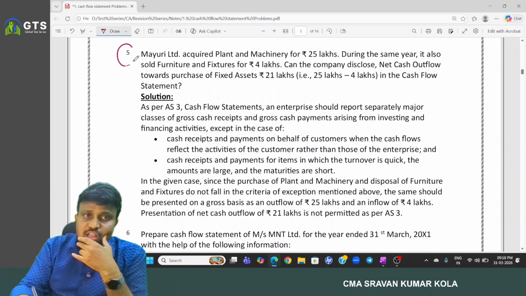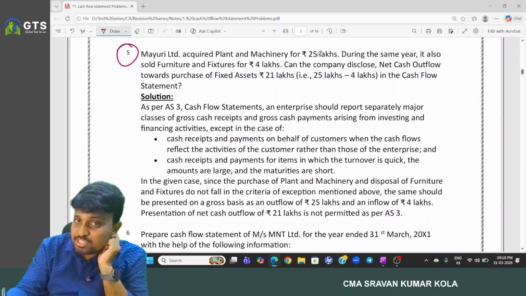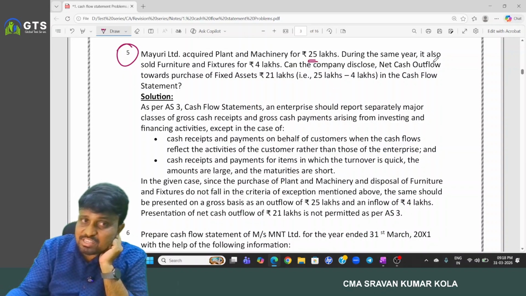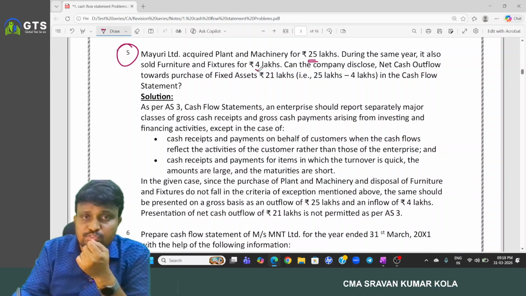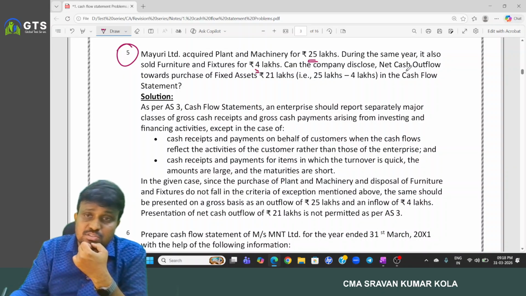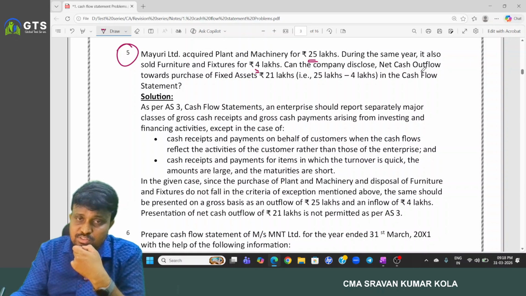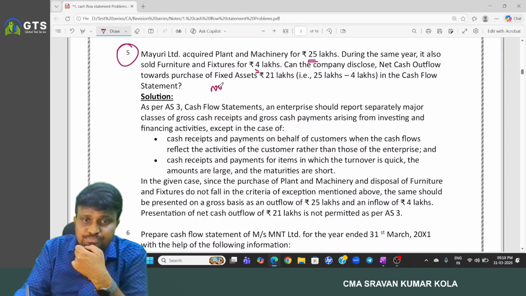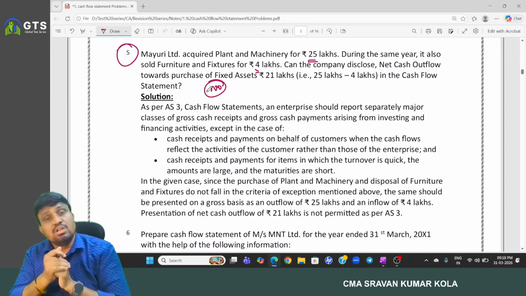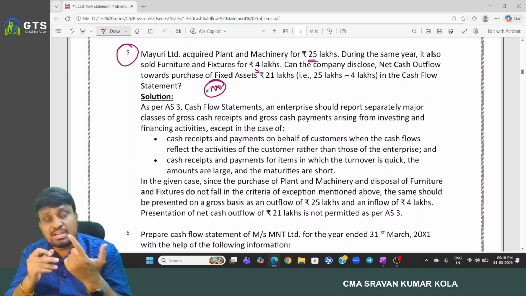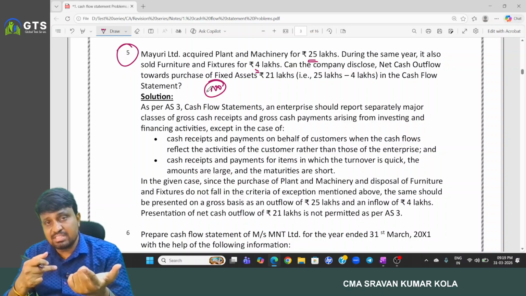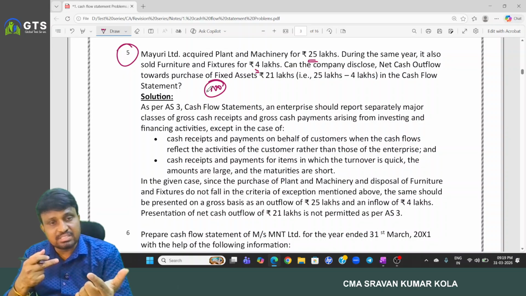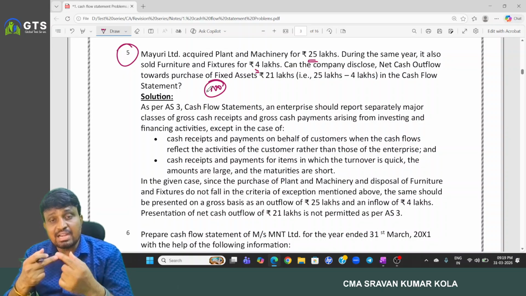Next, fifth one. Mayuri Limited acquires plant and machinery for 25 lakhs, and during the same year it also sold furniture and fixtures for 4 lakhs. Can the company disclose the net cash outflow towards purchase of fixed assets, 21 lakh, in the cash flow statement? The answer is no. So sale of one asset and purchase of another asset can't be adjusted together. Netting off is not allowed.